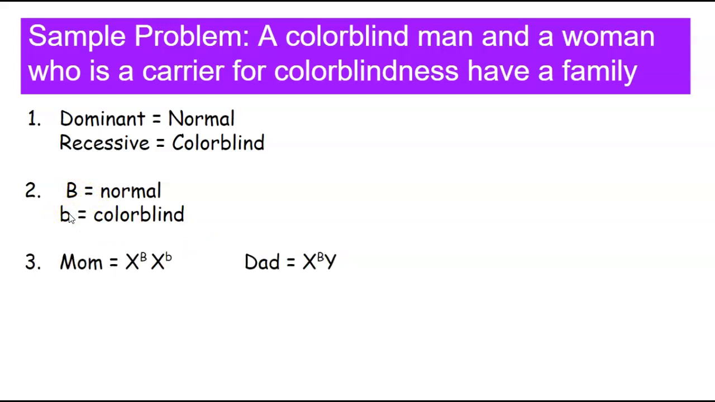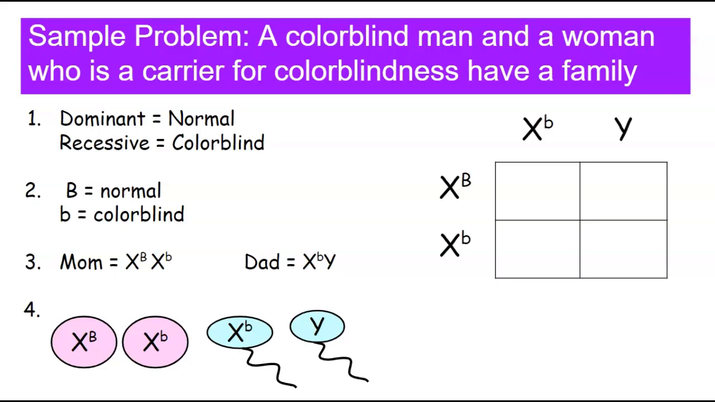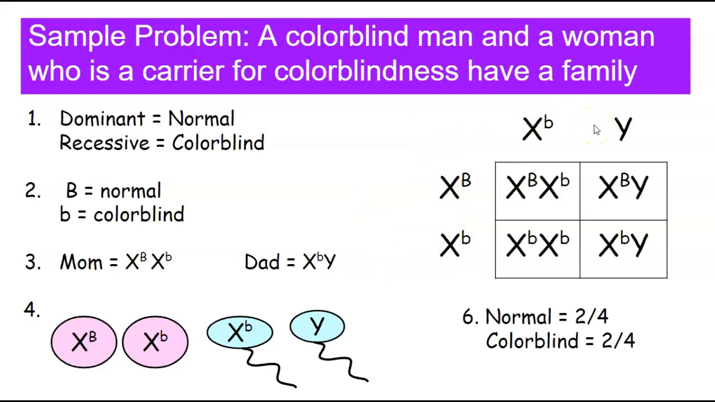So this is what we should have. Mom's got a big B, little b. Dad's got a little b. So we put them in our sperm and our egg, then put them on our Punnett square. Mom's on this side, dad's on this side. Okay, we could have flip-flopped it. Fill in our Punnett square. And notice, okay, we've got 2 people here that have a big B. So as long as they have a big B, they're going to be normal. So 2 out of 4 would be normal. 2 out of 4 would be colorblind.